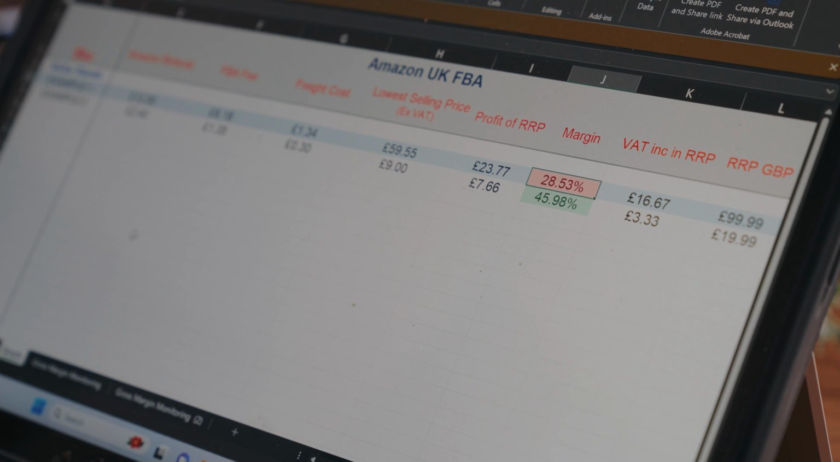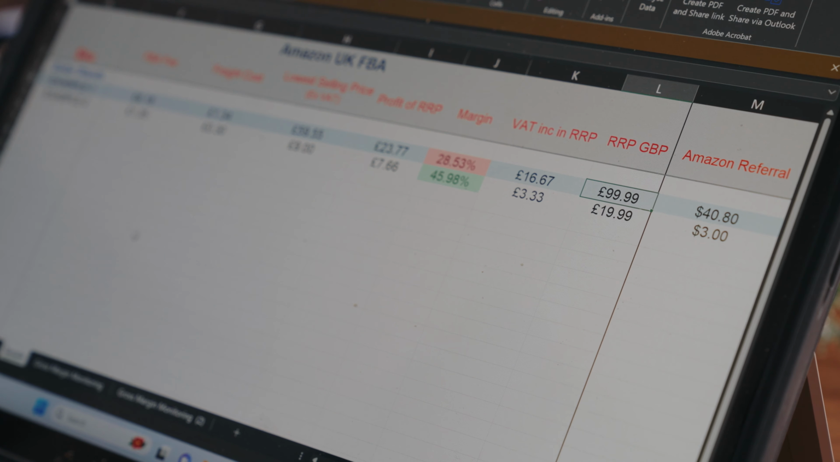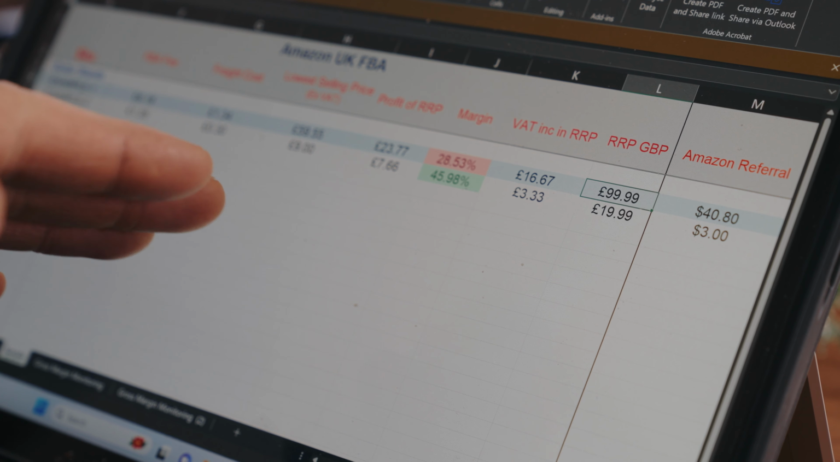Your actual margin percentage here is your gross profit margin, and I have it highlighted here, and there's conditional formatting applied within this spreadsheet. Very simple tool to flag it red if it's under a certain percentage and flag it green if it's above a certain percentage. We have 2 examples here of that. Your VAT applied and your recommended retail price in GBP or sterling.